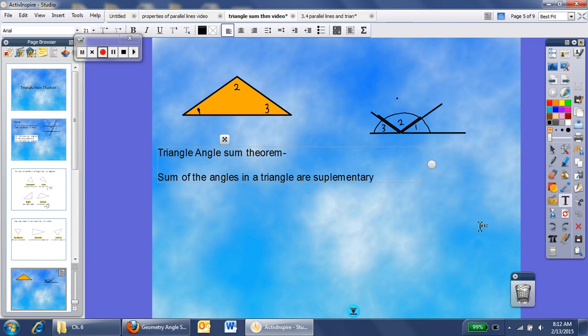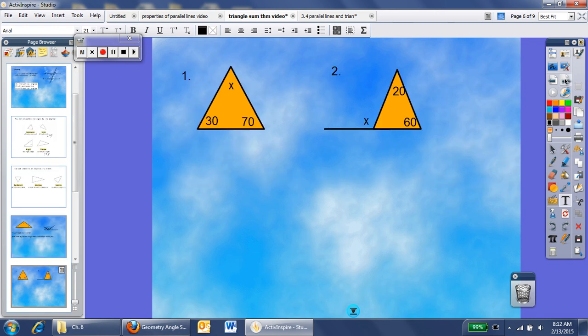Meaning that together they add to 180 degrees. Now that we know that the angles of a triangle equal 180 degrees, we can solve a couple problems. Here's problem 1 and 2. Pretty basic problems. We'll go ahead and solve them.